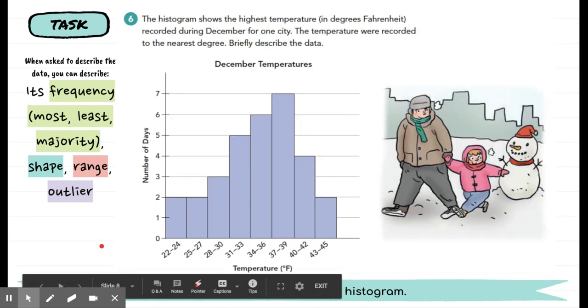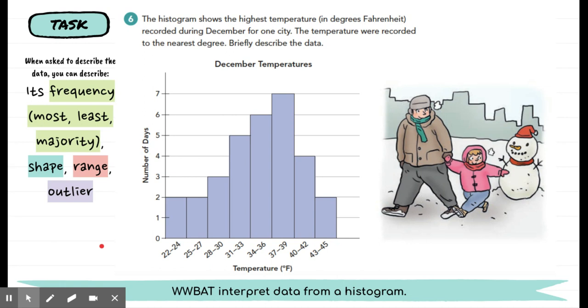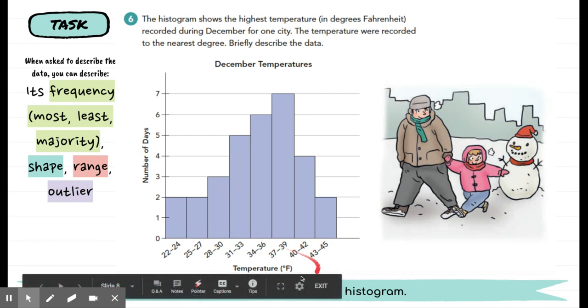This histogram shows the highest temperature in degrees Fahrenheit recorded during December for one city. The temperatures were recorded to the nearest degree. Briefly describe the data. On the bottom part, it shows the range of temperature. On the left-hand side, it shows the number of days, which means that there are 2 days in this city that the temperature is between 22 to 24 degrees Fahrenheit. There are 2 days that is 25 to 27, 3 days that is 28 to 30, 5 days that is 31 to 33 degrees Fahrenheit, and so on.